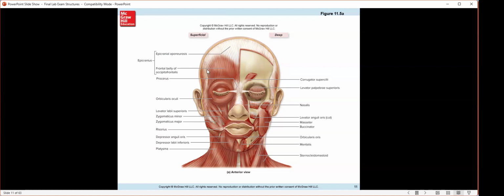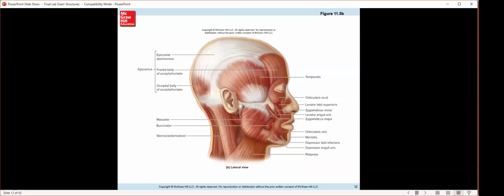Occipitofrontalis being one of them. So we can see the frontal portion here. It's going to stretch all the way to the back of the head, to where we see the occipital portion. So this whole portion here is occipitofrontalis. Few others, we have orbicularis oculi and orbicularis oris.